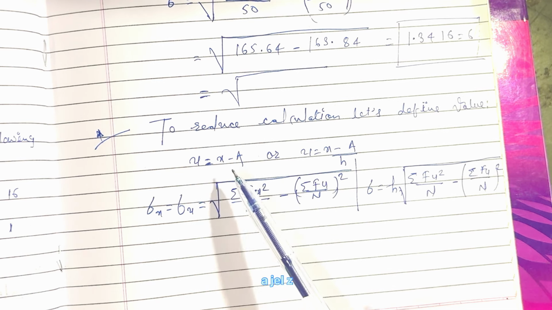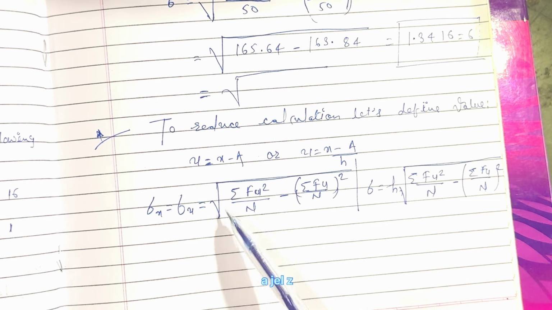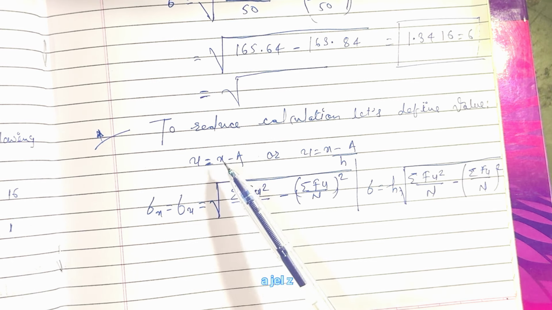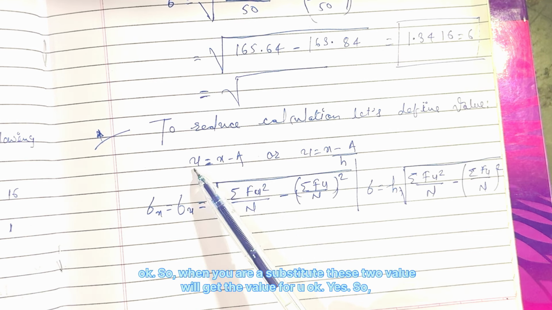I hope you all have understood what this x is and what this a is. a is the middle value of our xi table. x is x1, x2, x3, like this. So when you subtract these two values, you will get the value for u.